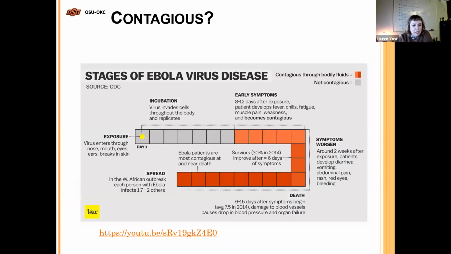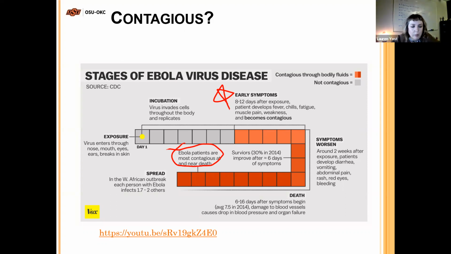So when do you become contagious? Approximately 8 to 12 days after exposure, whenever you start having symptoms, you are contagious. Ebola patients are most contagious at and near death. Pretty obvious, right? They've been growing that virus, it's been incubated, and it's got a lot of it in your blood. So if you're bleeding out, you're going to be really super contagious. That's the idea there.